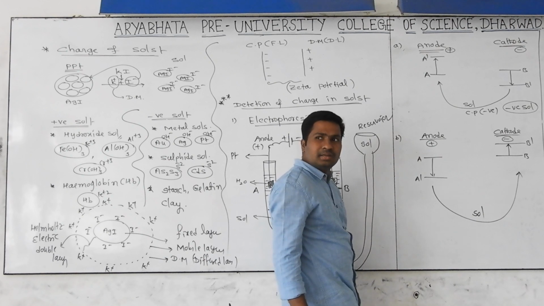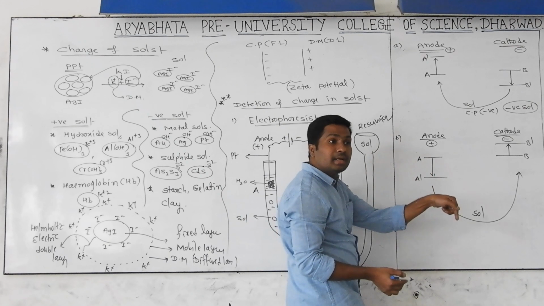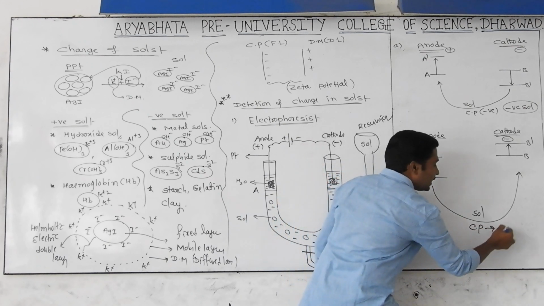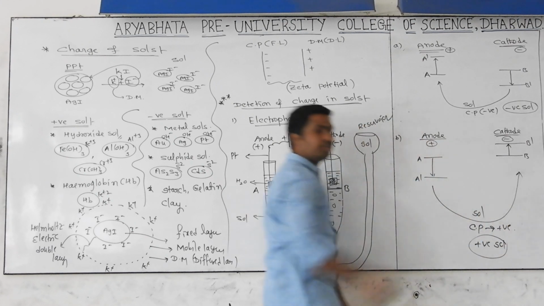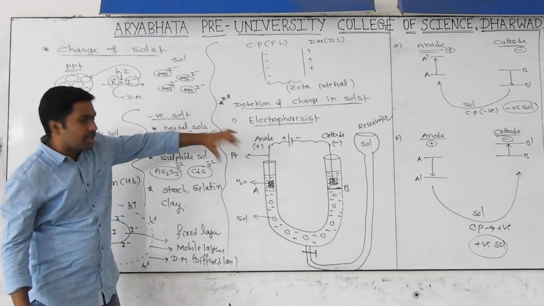Why is that? Moving towards negative means positively charged particles are there. What is carrying the charge in that case? Colloidal particles are carrying positive charge, so we call it a positively charged sol. Did you get it now? Just by checking the boundary.